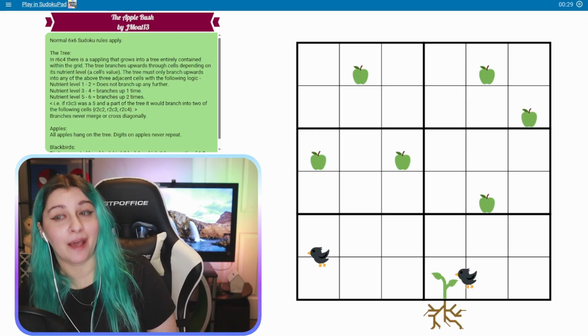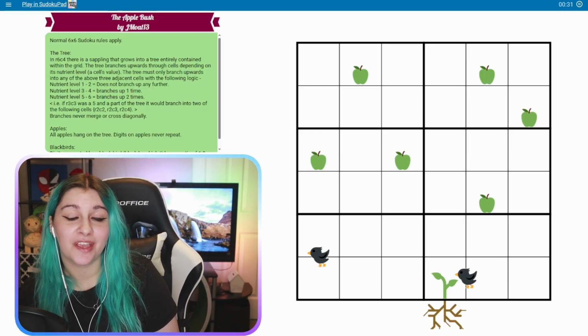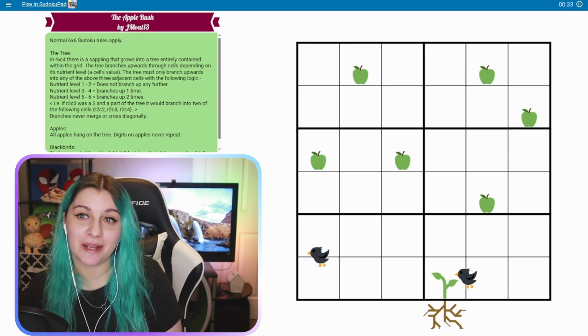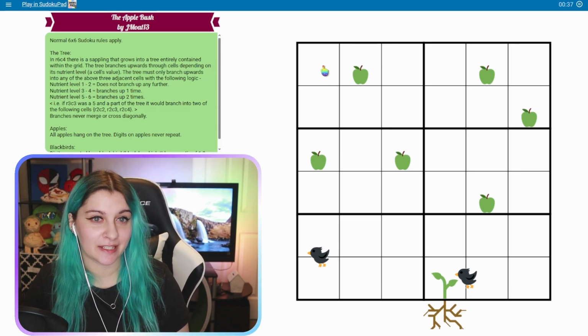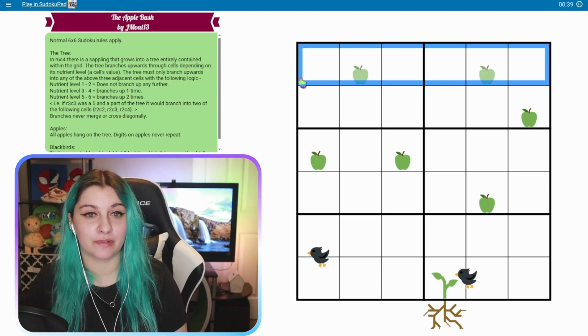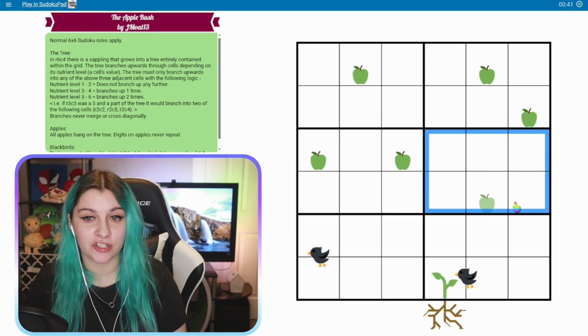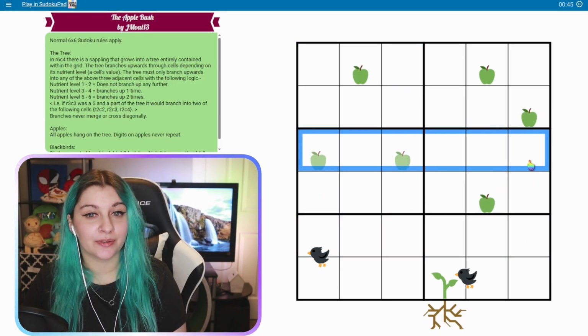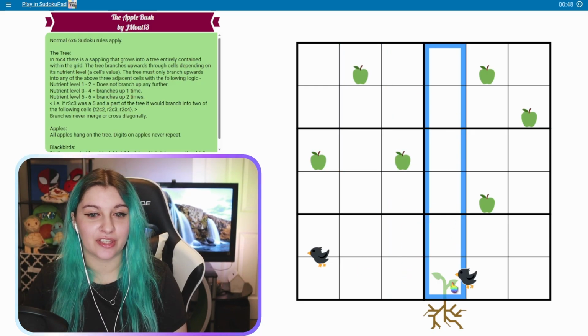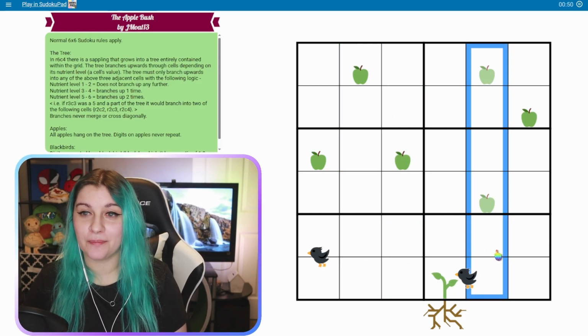Today, we have the Apple Bush by JMoat13. Normal 6x6 Sudoku rules apply. So we have a 6x6 puzzle today. Normal 6x6 rules state that we need to place the numbers 1 through 6 once each in every one of these boxes, once each in every row, and once each in every column. We'll have to figure out where they go.